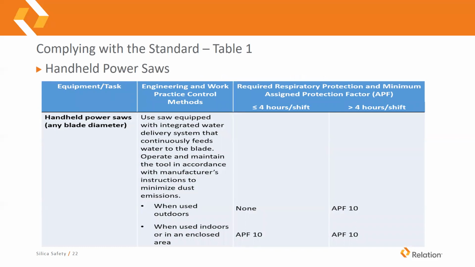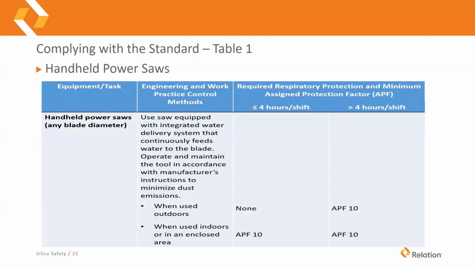So this is an example of handheld power saws. At the top, you have your equipment and the task being done. Then you have your engineering and work practice control methods. And then the last 2 columns tell you if you have to wear a respirator, and when you don't have to wear one.